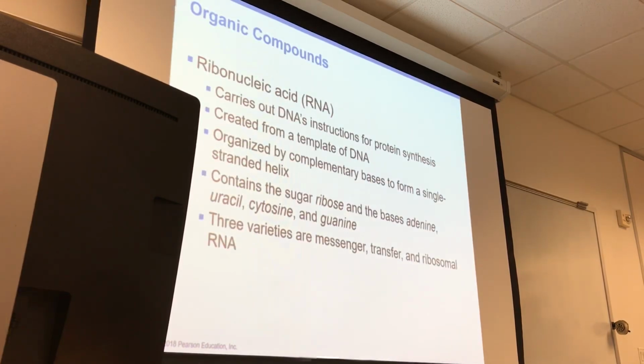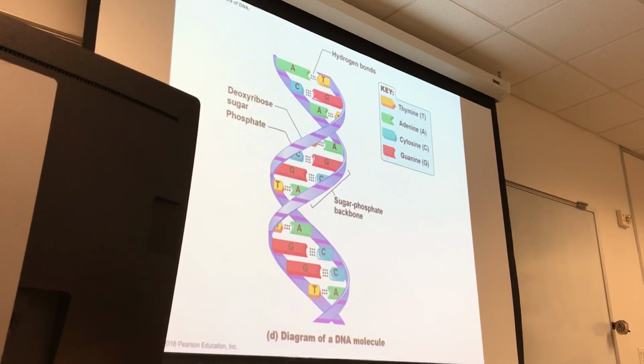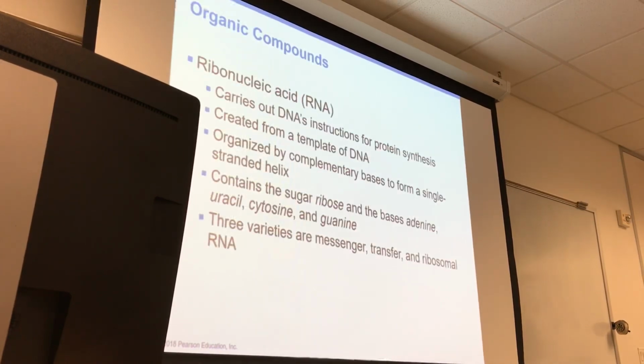RNA, on the other hand, or ribonucleic acid. What's the big difference between DNA and RNA structurally? Single-stranded or double-stranded? DNA is a double-stranded structure. RNA is a single-stranded structure. The other key difference is that DNA utilizes thymine. Thymine is replaced in RNA by uracil.